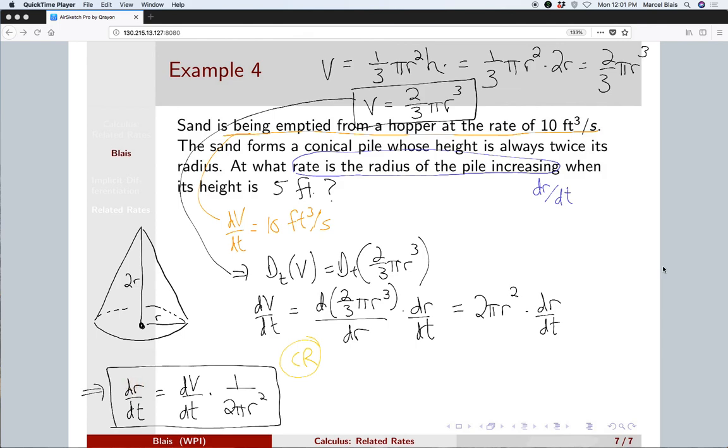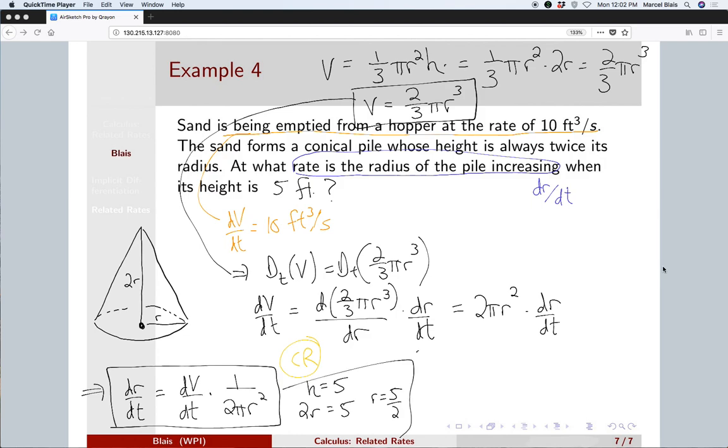So we were told that dV/dt is 10 cubic feet per second, and then we want to answer this at the instant when the height is 5 feet. Well, we have to be a bit careful. This is in terms of the radius. So if the height is 5, we saw that the height was 2r. So we need 2r to be 5, or r to be 5/2.